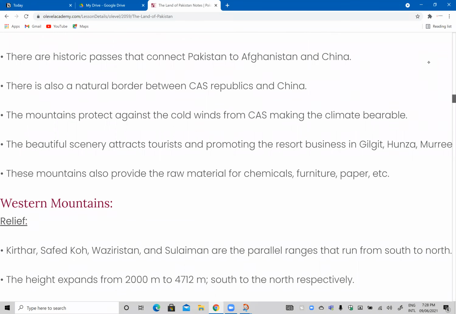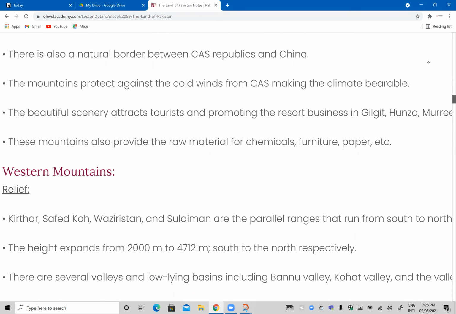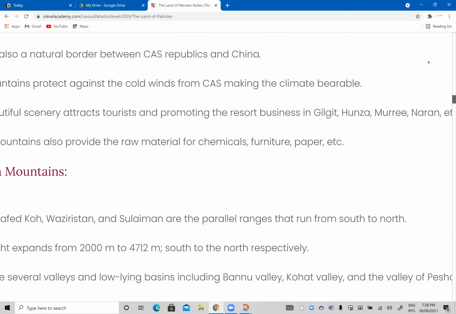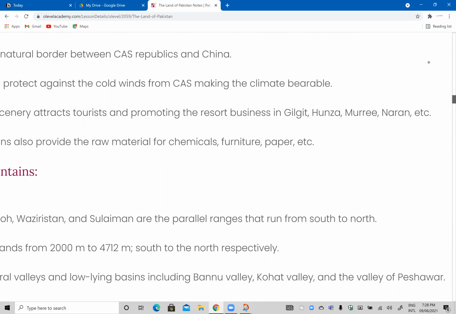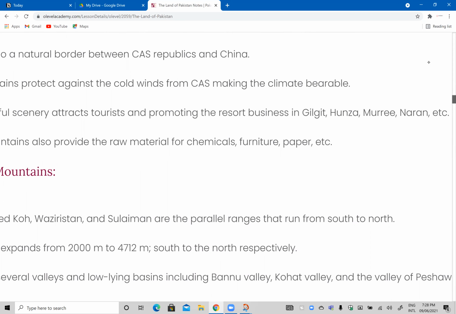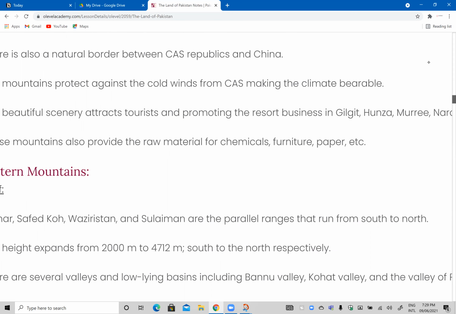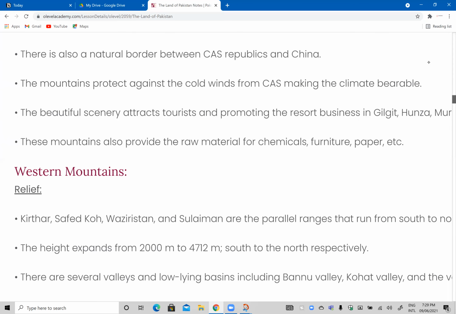All right. Next, the beautiful scenery attracts tourists, promoting the resort businesses in Gilgit, Hunza, Murree, Naran, etc. All of these are tourist destinations: Murree, Hunza, Naran, Kaghan, Gilgit, Chitral, Skardu. These are tourist attractions because of the natural scenery, the topography, the rivers, the glaciers, the snow-capped peaks. People visit these northern mountains from different parts of the world in winters and in summers. In summers, the tourist season is the summer season, because the climate is suitable for people. Families visit these northern mountains from across Pakistan and across the world in summers for tourism activities.